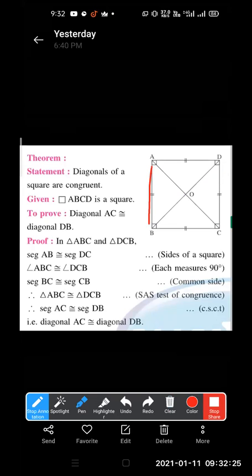Similarly, angle ABC is congruent to angle DCB. Why are they congruent, children? Because each angle measures 90 degrees in a square. Each angle formed is a right angle. That's why angle ABC is congruent to angle DCB.